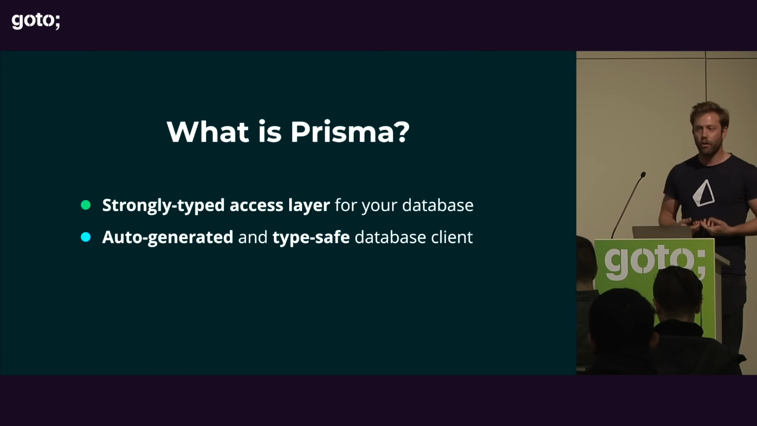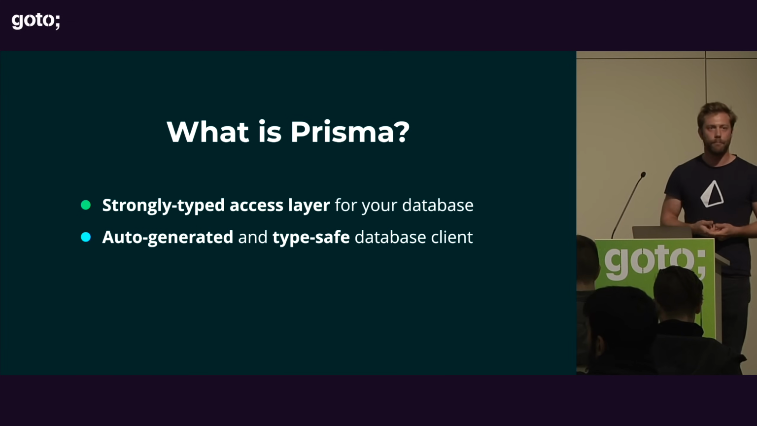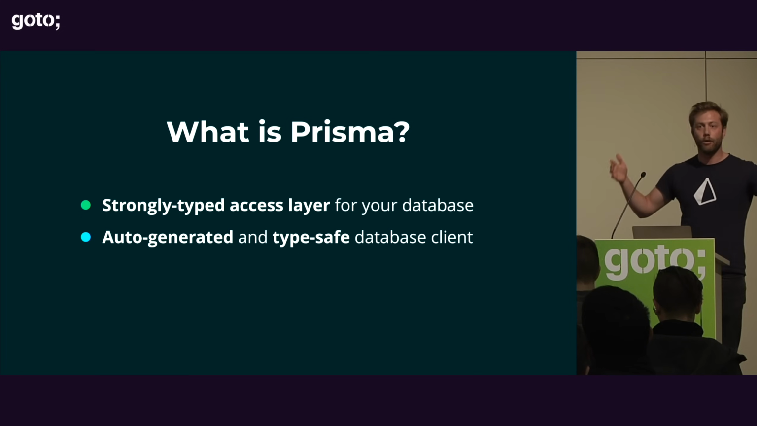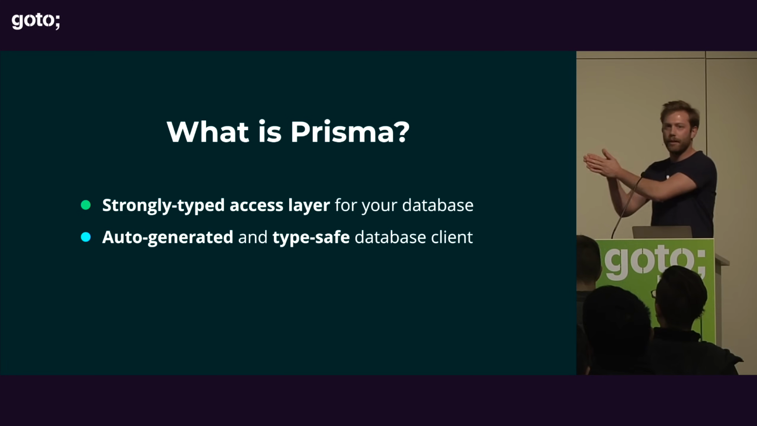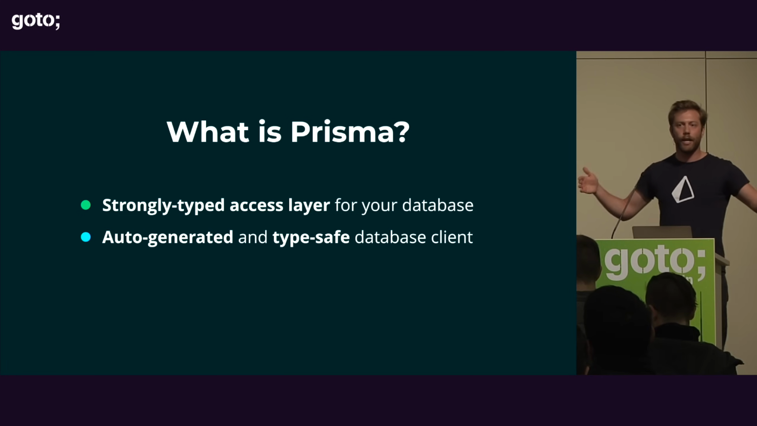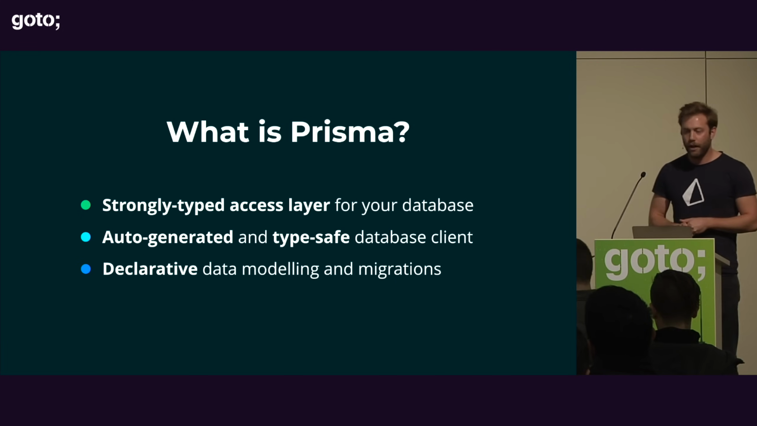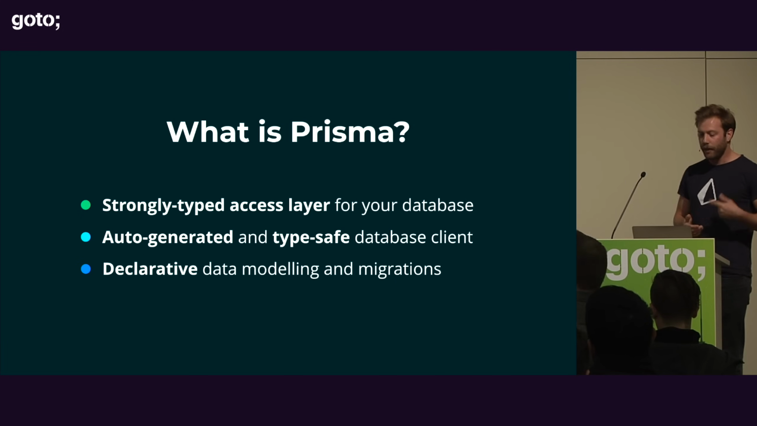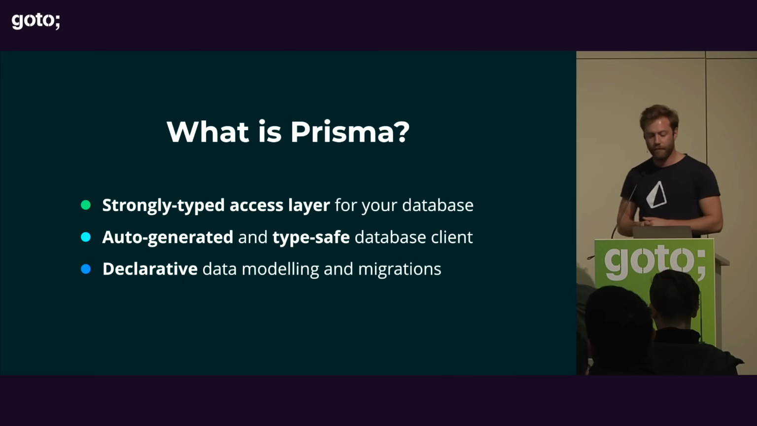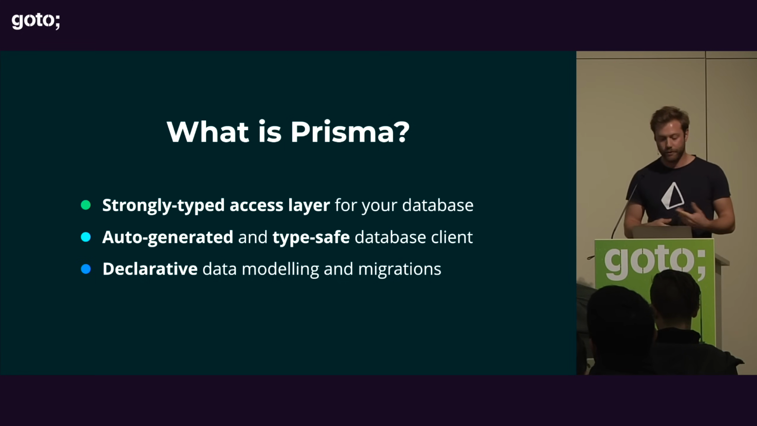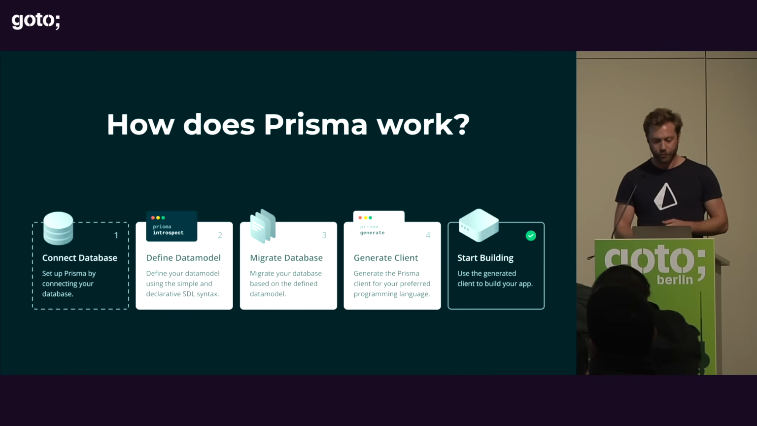So one core goal that we have at Prisma is to basically enable what we understand as end-to-end type safety, so that your entire application should be based on a coherent set of types from the database to the front end. And GraphQL is what is making that possible. And then Prisma also has a declarative approach for actually modeling your data and for database migrations. And we'll see also what that looks like.